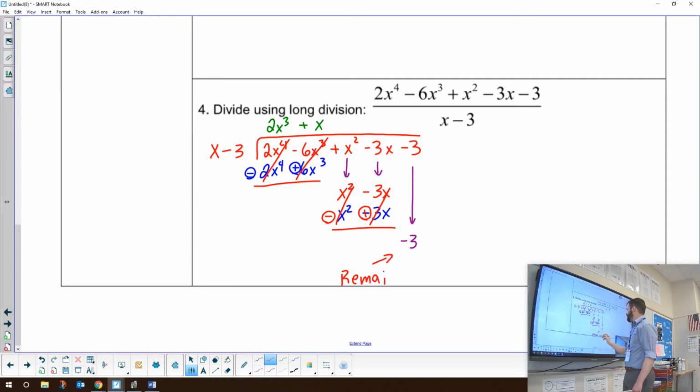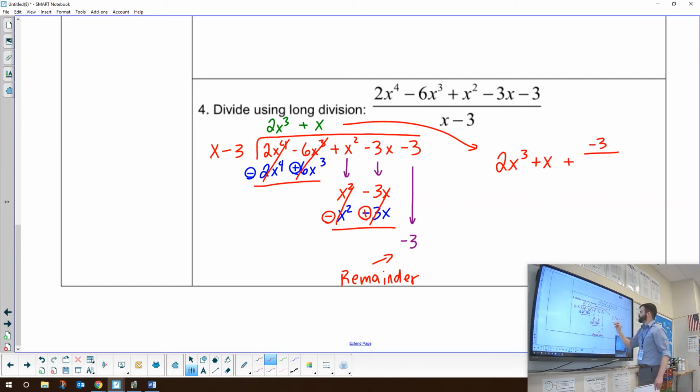So now I'm just going to write out my final answer, and my final answer is just going to be 2x cubed plus x, right? That comes from right over there, plus a negative 3 over what we were dividing by, which was x minus 3. So that one, it looks like a really hard problem, but it turned out to be quite easy.